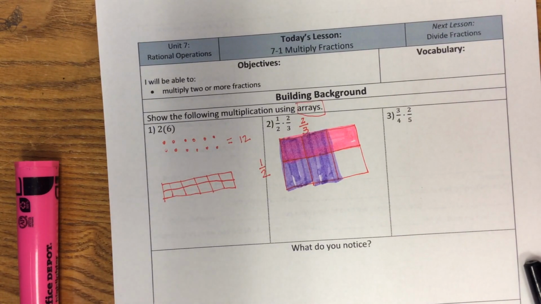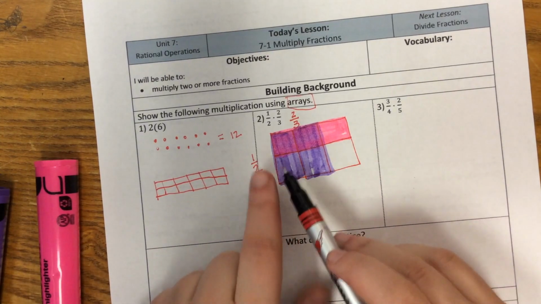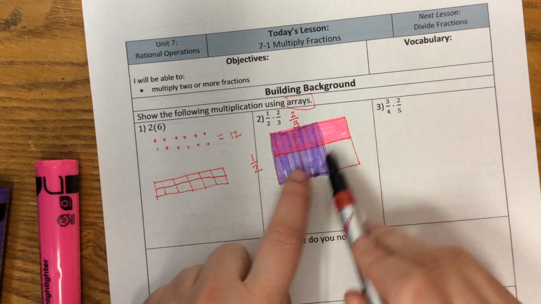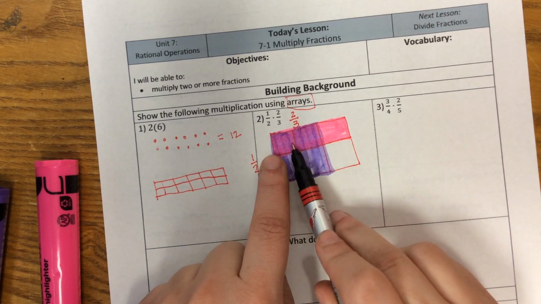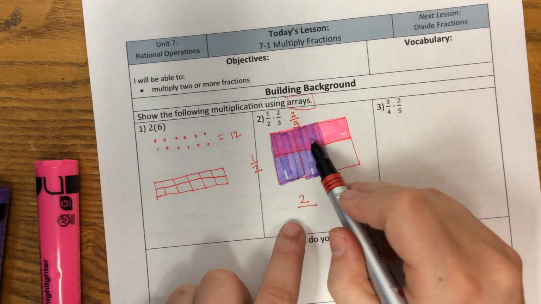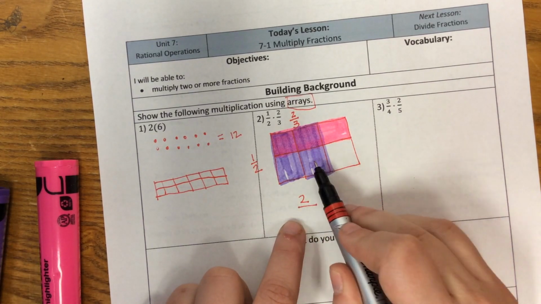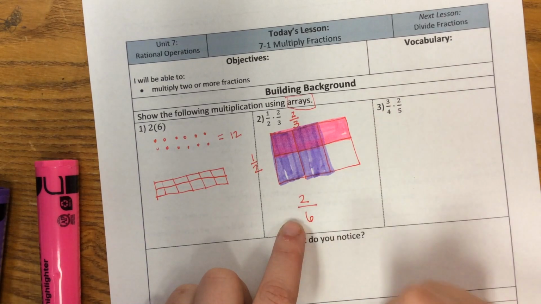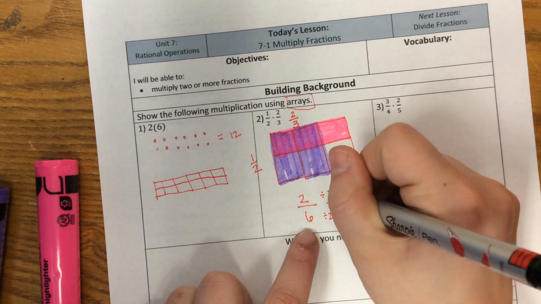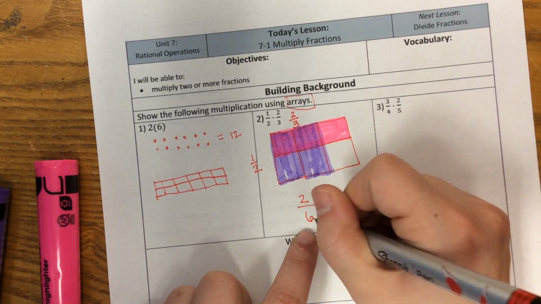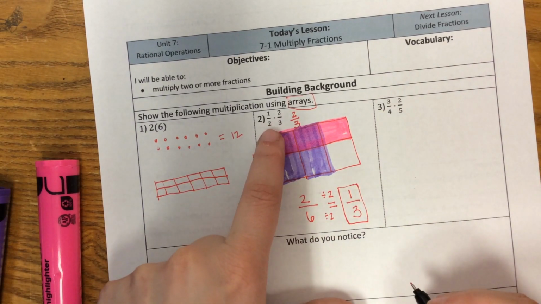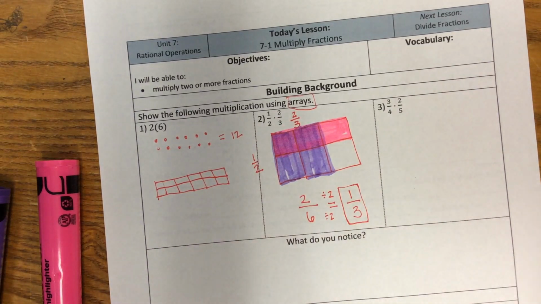Okay, and my final answer is where they were overlapped. Where was there both pink and purple? So here there's pink and purple, and here there's both pink and purple. This was just pink, just purple, so we don't count those. I want to know how many places there were just those 2 colors. There's 2 spots there. So it's going to be 2 out of how many spots total were there? There's 1, 2, 3, 4, 5, 6. So 2 over 6, which is the same thing as, if I simplify, divide by 2. 2 divided by 2 is 1. 6 divided by 2 is 3. So my final answer is 1/3. So when I do 1/2 times 2/3, I get 1/3.